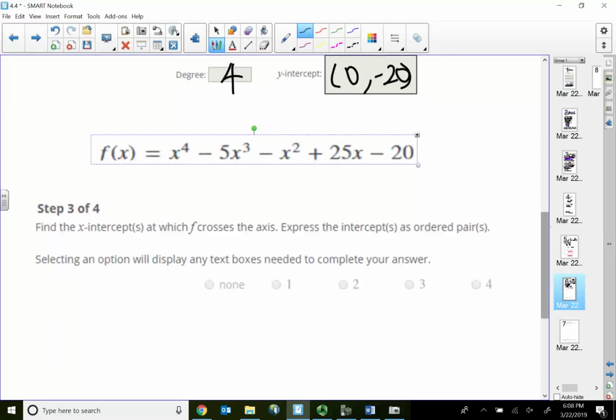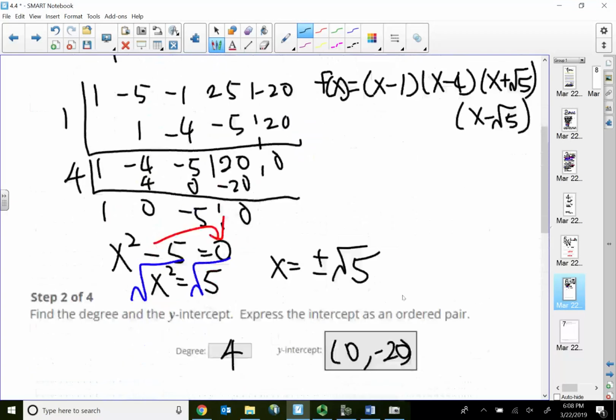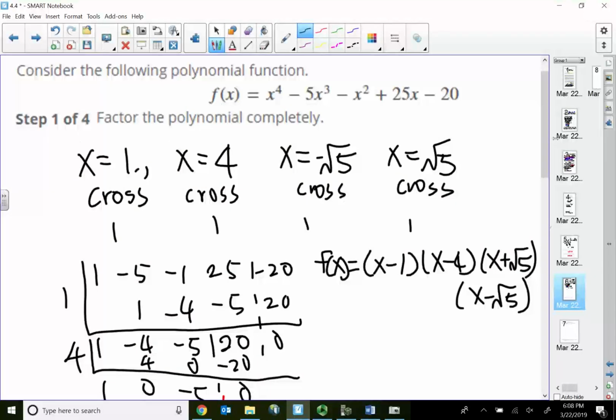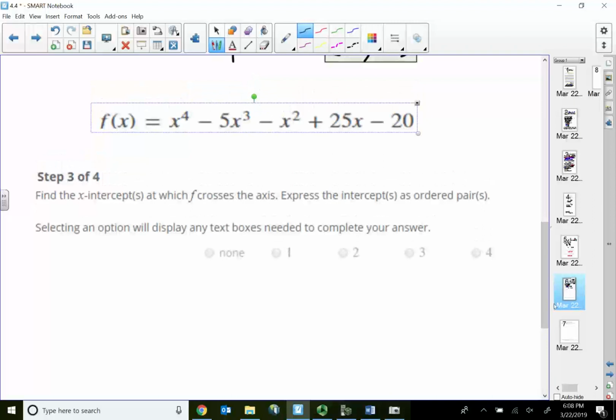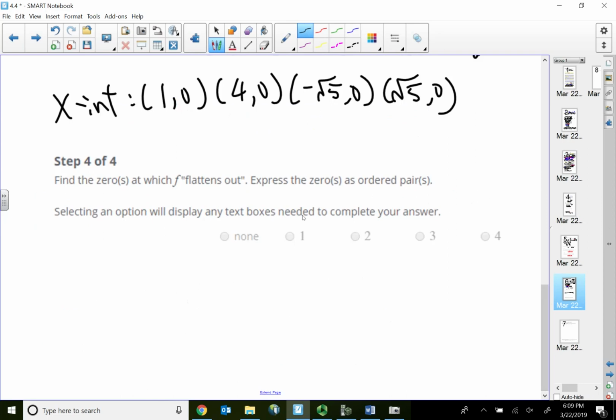All right. X-intercepts: it crossed over at 4 different times, so 4 of them. My x-intercepts are 1, 0, 4, 0, negative square root of 5, 0, and square root of 5, 0. All right, how many times was it flattened out? Well, none, right? Because every one of them crossed, so none of them flatten out.